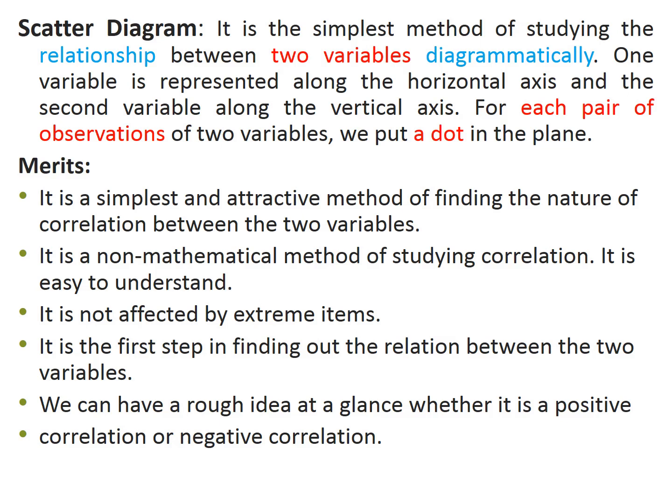So what are the merits of this method? First, it is the simplest and most attractive method of finding the nature of correlation between the two variables. It is a non-mathematical method of studying correlation. It is easy to understand. It is not affected by extreme items. It is the first step in finding out the relationship between the two variables. We can have a rough idea at a glance whether it is a positive correlation or negative correlation.